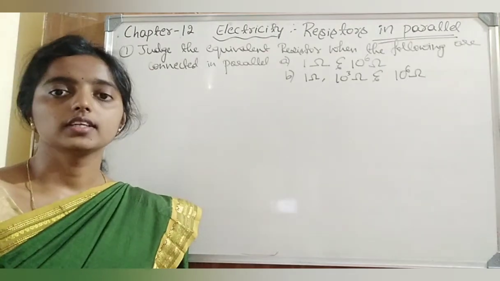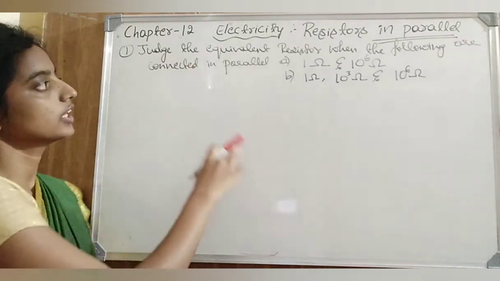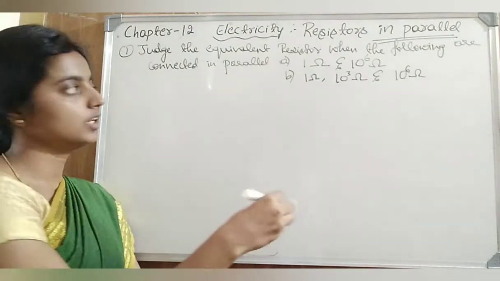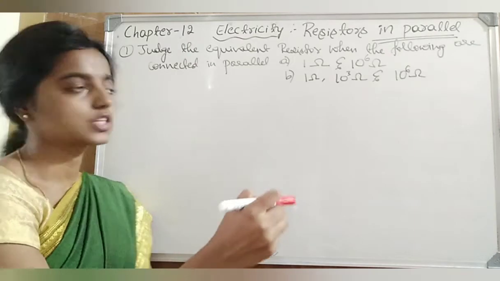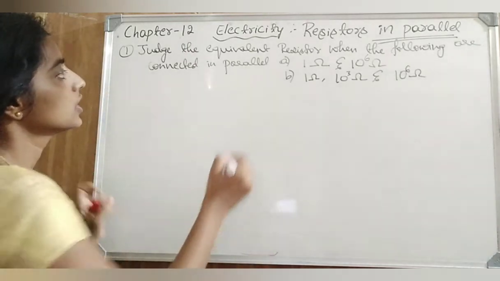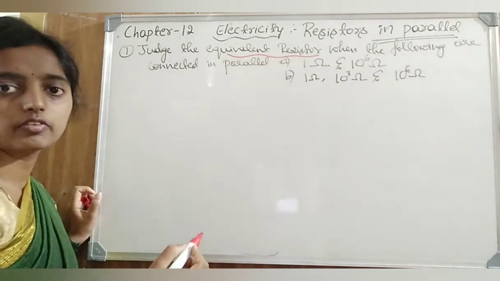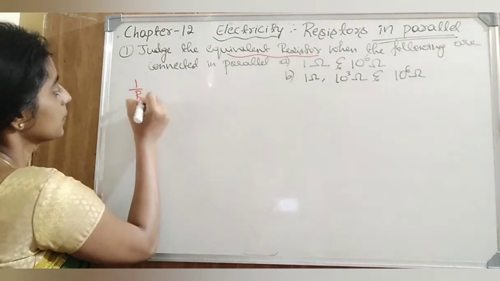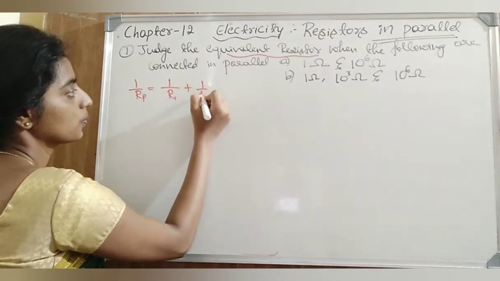These are our in-text questions. See our first question: find the equivalent resistor when the following are connected in parallel. We have A and B. In the first one, 1 ohm and 10 to the power 6 ohm. Look at the question: find the equivalent resistor. What is the equivalent resistor? Rp. So 1 by Rp is equal to 1 by R1 plus 1 by R2 and so on.